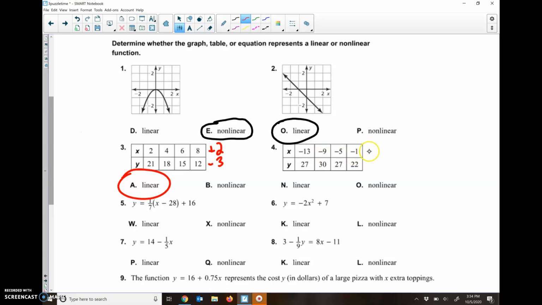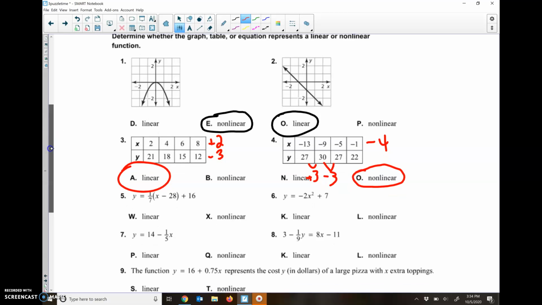Here for the x's, it looks like it's going down 4 each time, so that's good. And then we go from 27 to 30, so that's up 3. And then we go back down to 27, so we're going down 3. So we can stop right there because I already know that's not the same. So number 4 is going to be nonlinear.